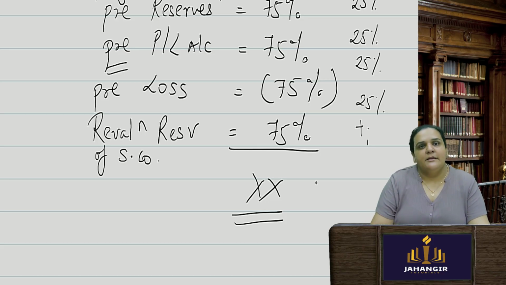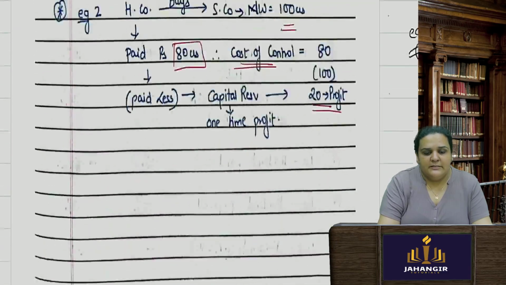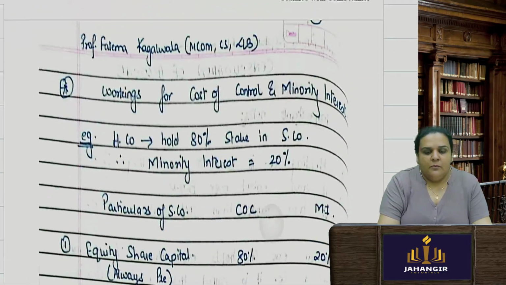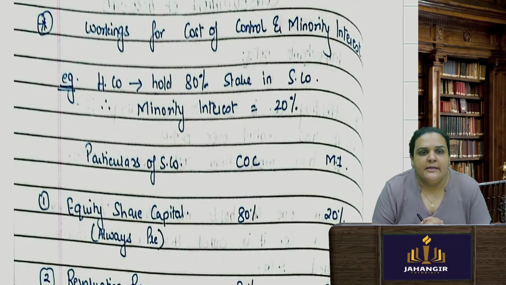Otherwise, everything remains the same. Okay. So now how to do the adjustments? I will show you that. What are the adjustments? Working for cost of control and minority interest.